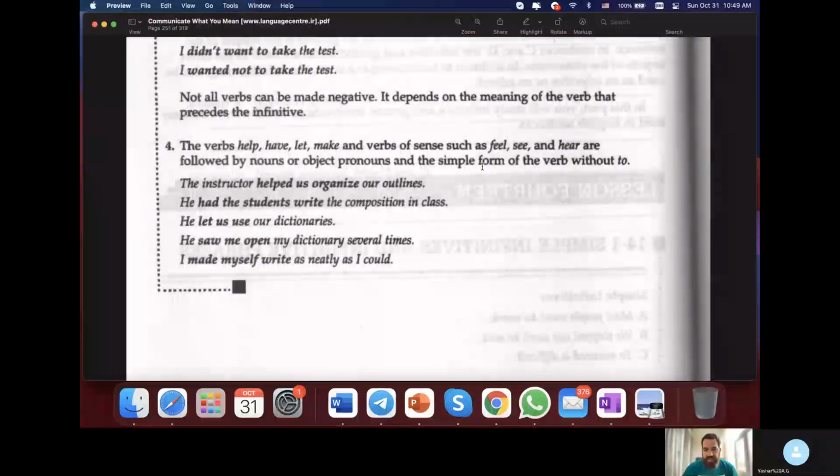Object pronouns and the simple form of the verb without to. In fact, with help, I told you we can use to as well. The instructor helped us organize. Had the students write, let us use, saw me open, made myself write.